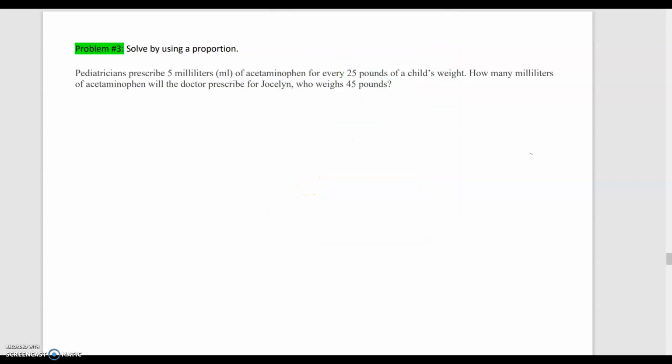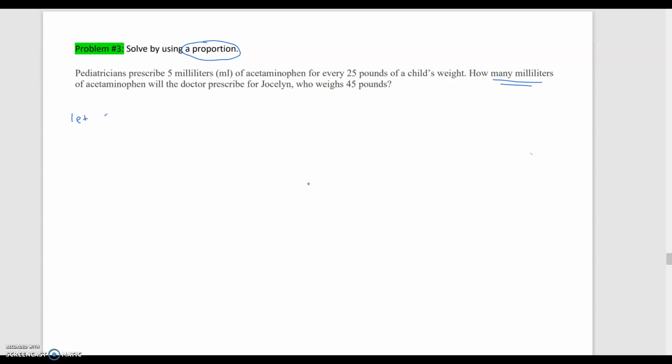Hi class, let's take a look at problem 3. In problem 3, they also have the same idea that they want us to solve using a proportion. So we're going to have to set up two fractions equaling each other. And the main question that they're asking is for milliliters. So that's going to be our unknown.